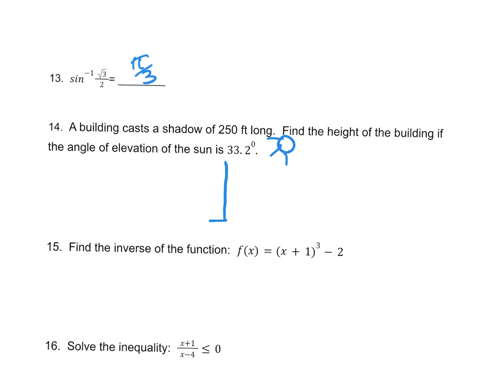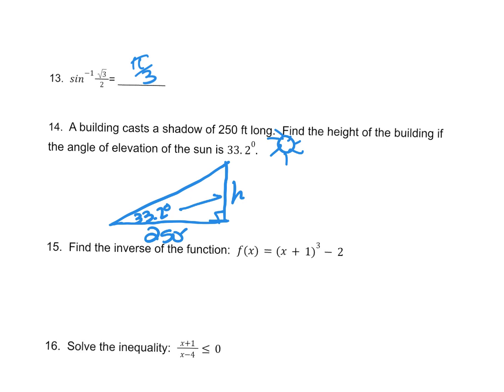Okay, there's the sun. For some reason, I always draw those little lines off the sun. The shadow of the building will be on the ground. Again, the shadow is on the ground. The angle of elevation, that's the height of the building. The angle of elevation, remember, it must touch the horizontal, so it's going to be 33.2 degrees. And there's my right triangle.